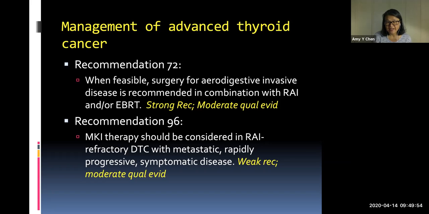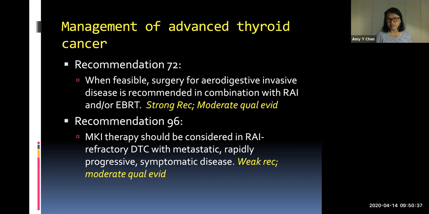So for advanced thyroid cancer, once it gets out of the bag, so to speak, surgery for the aerodigestive invasive disease is recommended if you can do it. And I think that this is something that we discuss at Tumor Conference quite a bit. Is it worth it to do a tracheal resection? Is it worth it to do a laryngectomy? In many cases, if the patient is eligible for the surgery and can handle the surgery in terms of performance status and other comorbidities, and the patient is willing to undergo the surgery, then I think it's a very good way to render the patient disease-free.